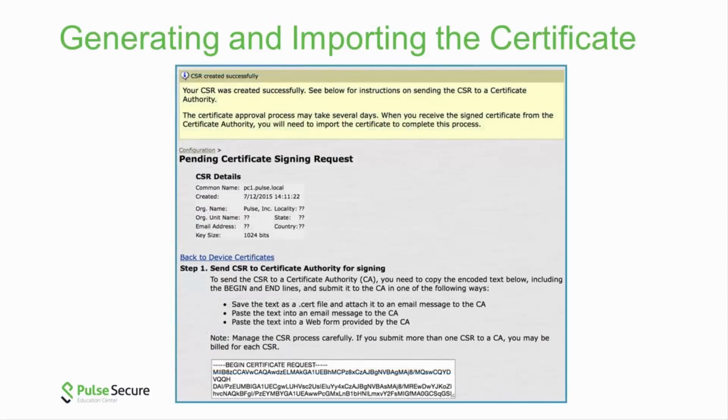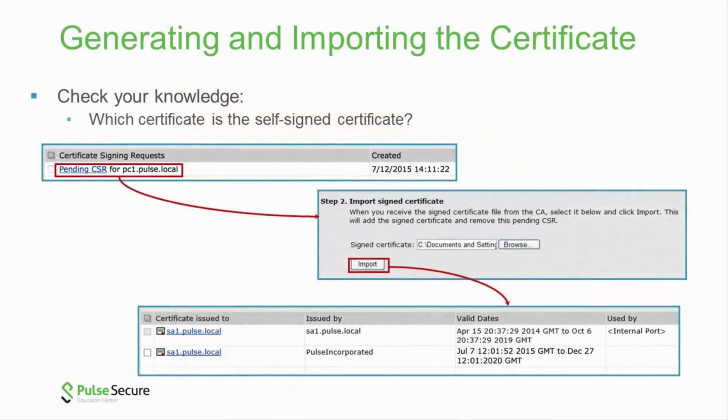Once you select Create CSR, a CSR is created and stored on Pulse Connect Secure. You then submit the CSR to your CA using whatever method the CA requires. The CA returns a certificate for your Pulse Connect Secure. To load the certificate, select Pending CSR, then scroll down to Step 2, Import the signed certificate box. Click Browse to find the certificate you received from the CA, and then select Import.